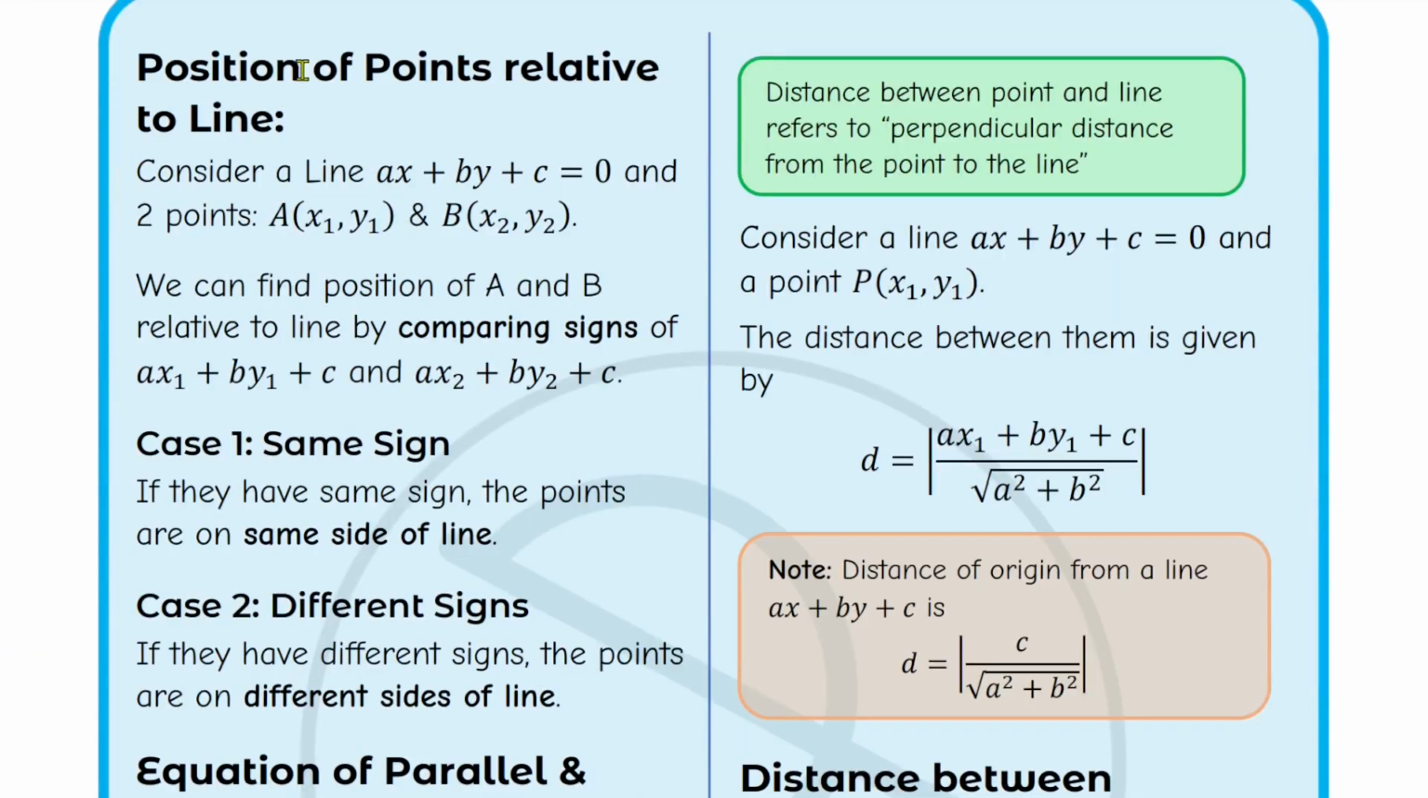And then we have position of points relative to a line. Let's say you are given a straight line ax plus by plus c is equal to 0 and 2 points A (x1, y1) and B (x2, y2). And you need to find the position of A and B relative to the line, that is whether they are on the same side of the line or different side. To do that, we calculate ax1 plus by1 plus c and ax2 plus by2 plus c, that is substitute these points in the line respectively. And if both of these have same sign, it means that the points are on the same side of the line. And if they have different signs, it means the points are on the different sides of the line.